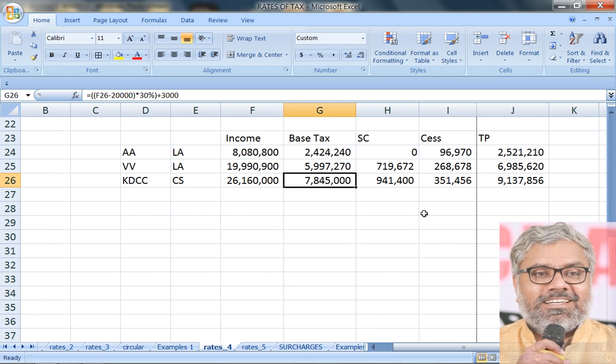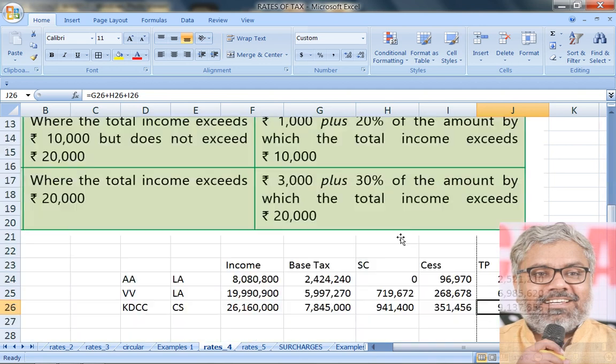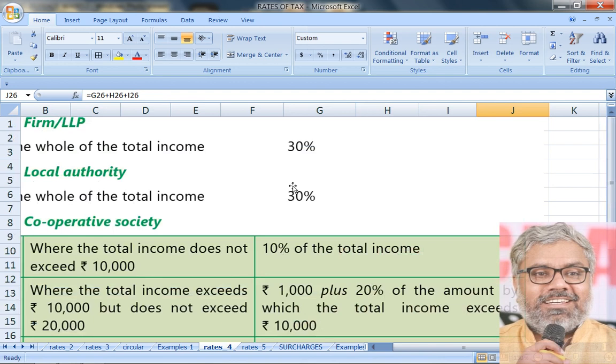Cess is common. Cess has to be calculated on the total of this, so base tax plus surcharge into 4%. That is cess. Adding all these three, final tax liability will be 91,37,860. After rounding it, 56 becomes 60. Like this, cooperative societies have to be calculated.